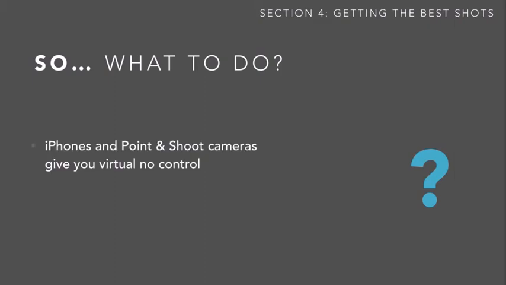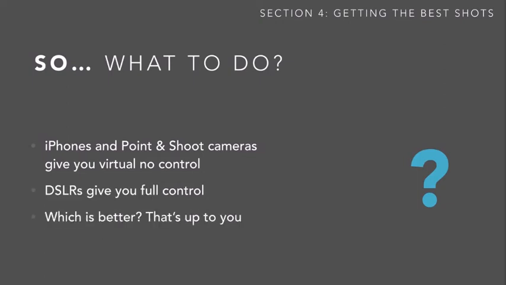And as we've discussed, iPhones and point-and-shoot cameras give you basically no control. A DSLR will give you full control. And which one is better is totally up to you. Obviously, budget considerations come into mind. An entry-level DSLR with a lens is probably going to be $600 to $800, whereas a point-and-shoot will be $100, whereas your phone is probably already in your pocket right now.